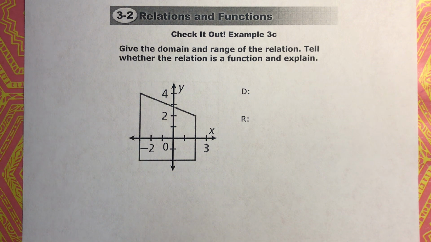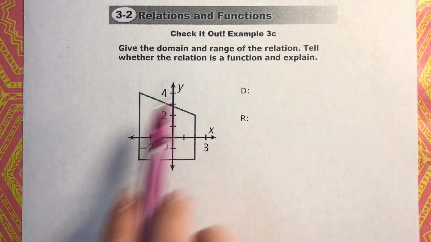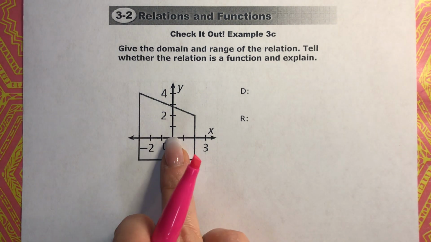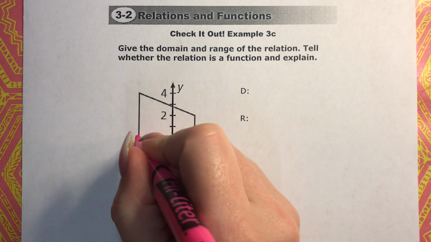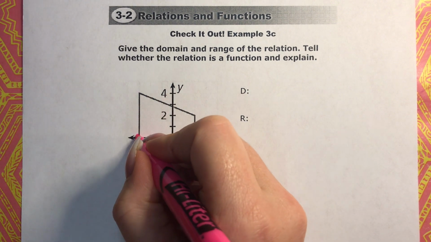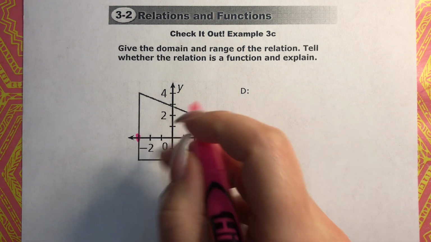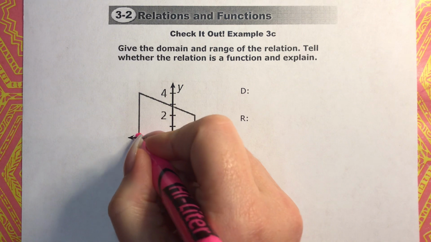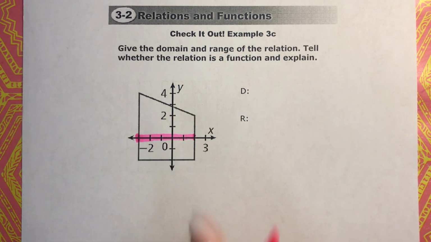All right, let's see how you did. So first we have to give the domain and the range of each relation. As I'm going, the domain is the X values, right? The smallest X value starts here. The graph is here and here, and then the X values keep going until right here. This is the farthest point on the right. So the X values go from here to here.